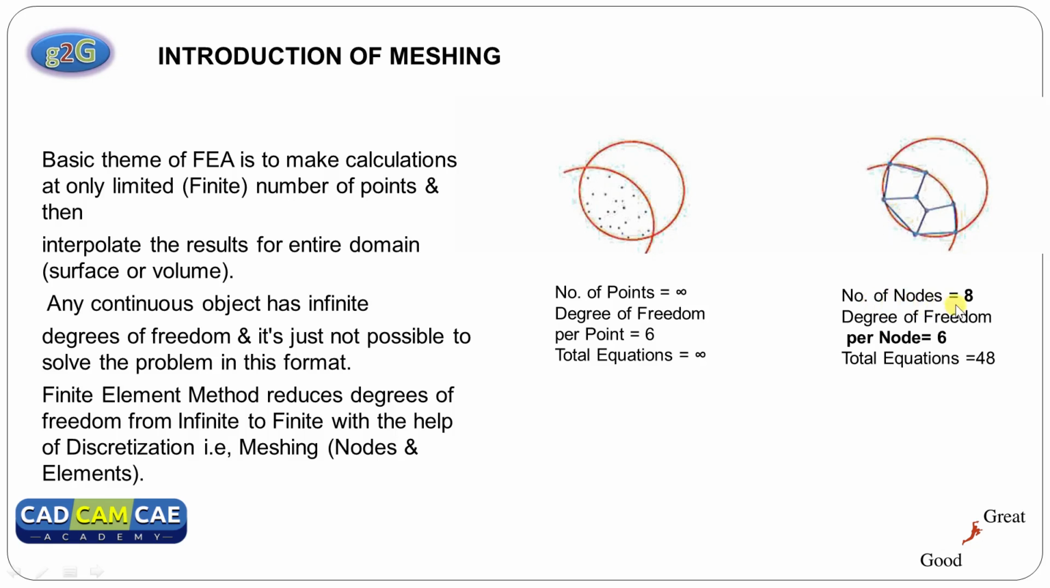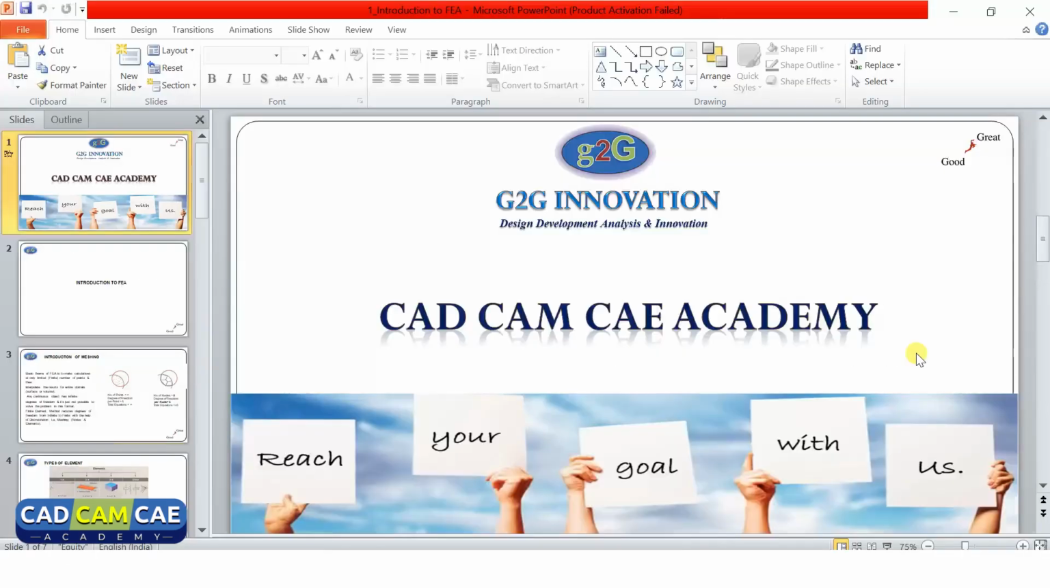Number of nodes is equal to 8. Here we can see, degrees of freedom per node is equal to 6. So total number of equations will be 48. So the basic theme of FEA is nothing but dividing the whole structure, whole component into a number of small elements. I will show you this with an example.